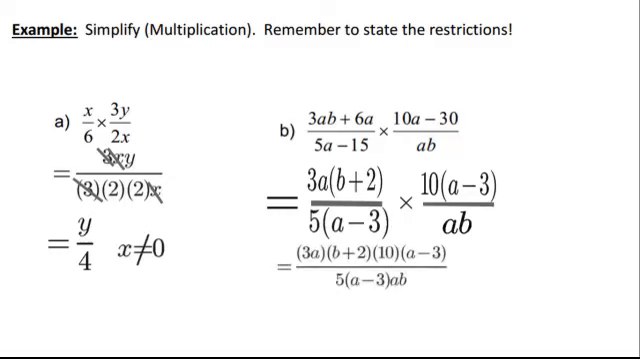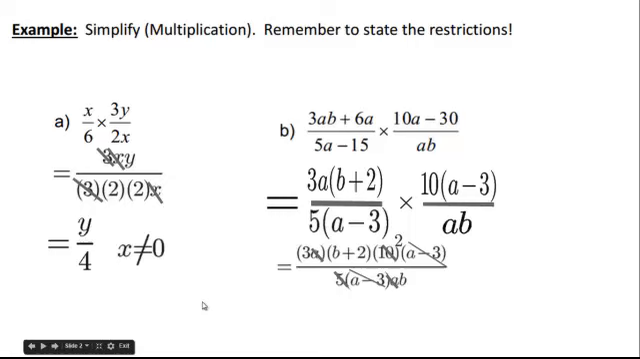Another strategy I like to model is just pushing things together. You don't have to do this. You can actually cancel things on the top and the bottom. We will do that, but I just wanted to show you this way as well. So you can see that things that can cancel, a minus 3s can go, the a's can go, the 10 and the 5 go. Notice we didn't factor 10 as 5 times 2. We recognize that 10 is 5 times 2, so we still have a little 2 left over.